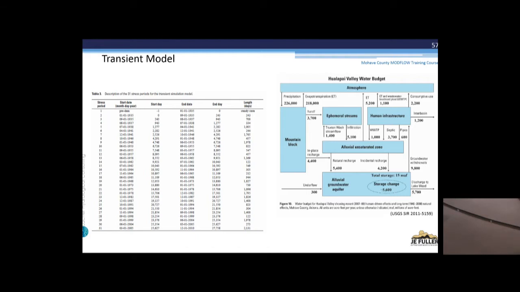What does that say? I can't even see it. Can you read that? I don't know. Interbasin transfers, okay.